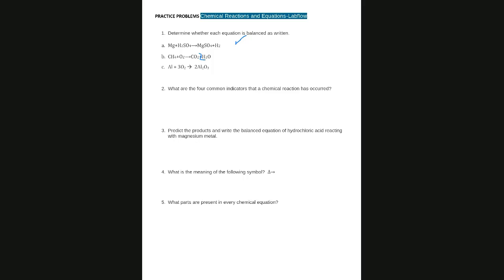I can put a 2 there, and then I have 4 hydrogens on both sides. And then what else do I need to do? Put a 2 in front of the O on the reactant side. Yes. Right. Awesome. Great. And now I have it balanced.